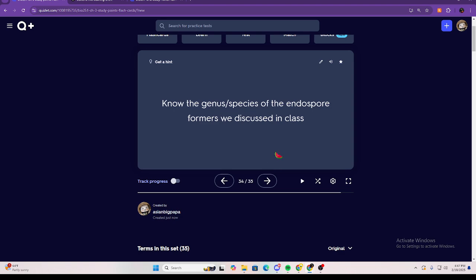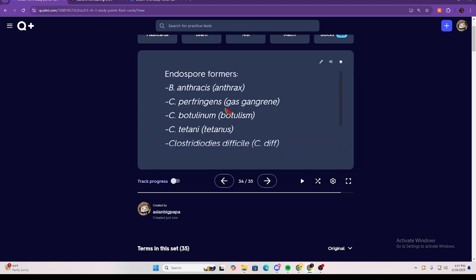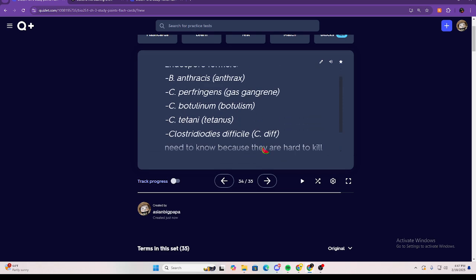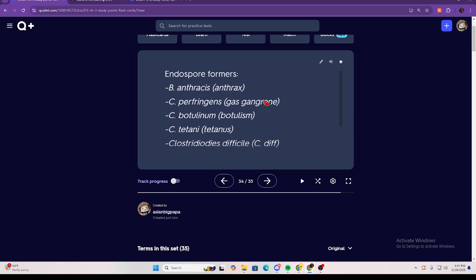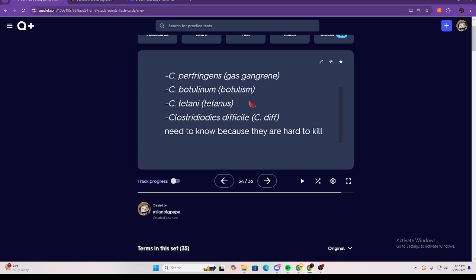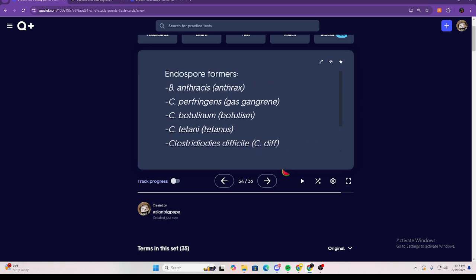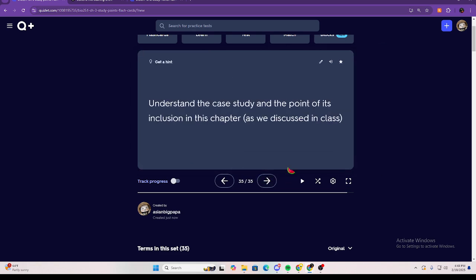Now, know the genus, species, and the endospore formers we discussed in class. You need to know these ones because these are important diseases that are hard to get rid of in a hospital setting. Like anthrax, which is hard to get rid of, gas gangrene, botulism, tetanus, C. diff especially. You need to know these because they are hard to kill because of that endospore in that bacteria.